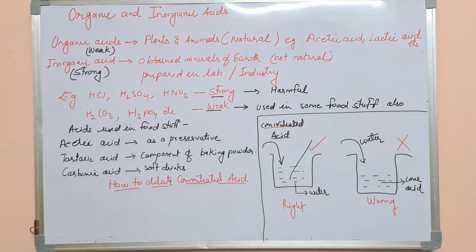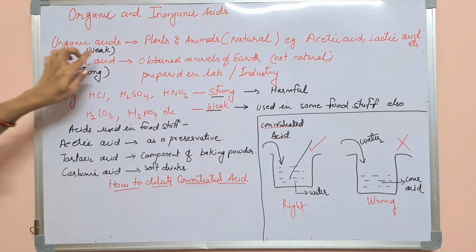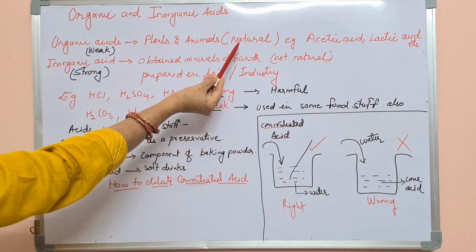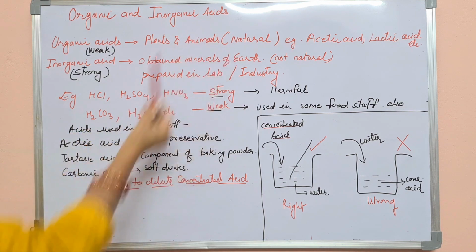After the chemical properties of acid, let's see organic and inorganic acid. So what are the organic acids? Actually organic acids are obtained from the natural sources, that is from the plants and animals. So they are obtained from nature, they are naturally obtained.